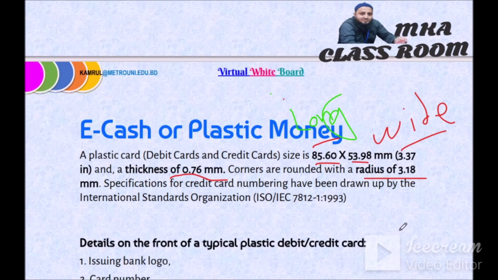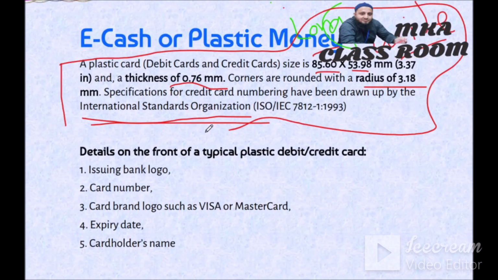Specifications for credit card numbering have been drawn up by the International Standards Organization, ISO. So that is our plastic money: length 85.60 millimeter, wide 53.98 millimeter, thickness 0.76 millimeter, and radius 3.18 millimeters. And it obviously has an ISO number. Each credit card has a number provided by the ISO.